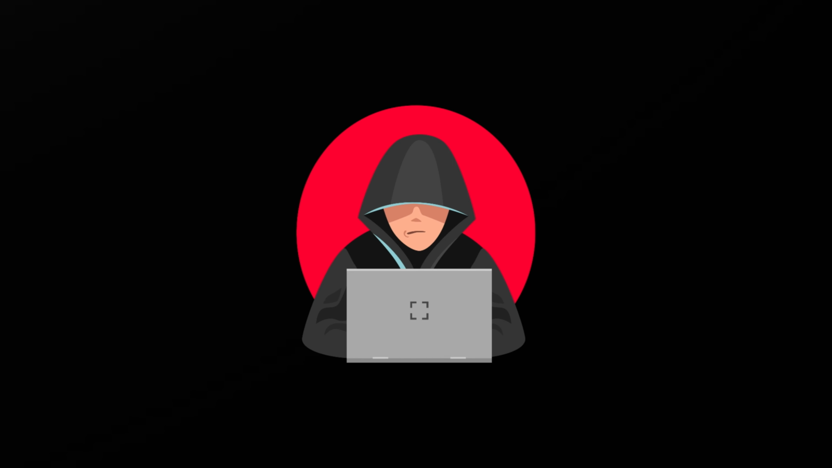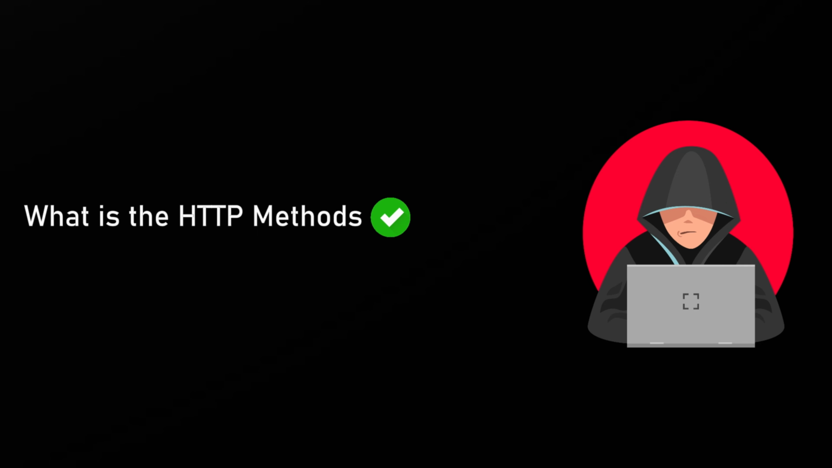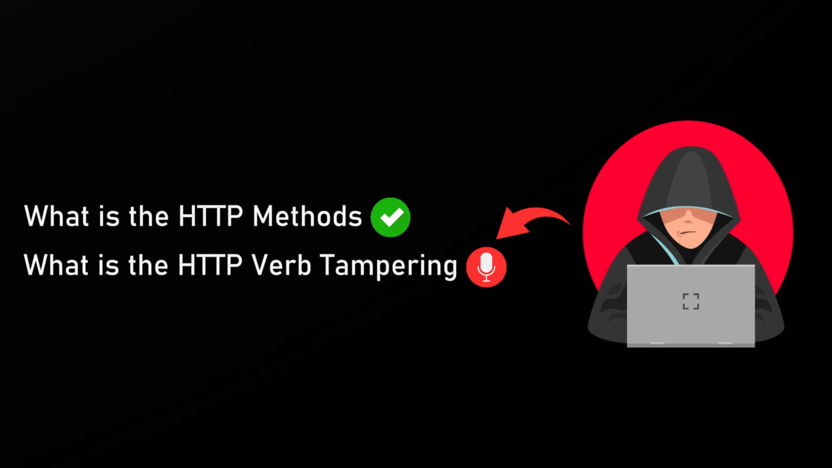Alright, now we all understand what HTTP methods are and how they actually work. Now let's learn what HTTP verb tampering is. HTTP verb tampering means changing the HTTP method, for example from the POST method to the GET method, and sending this request to the server. If the server does not check the method properly, then the request might still work.